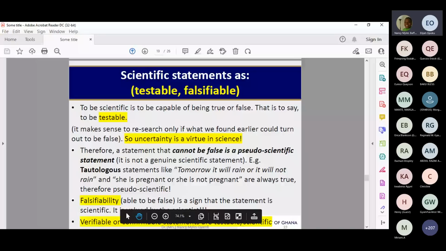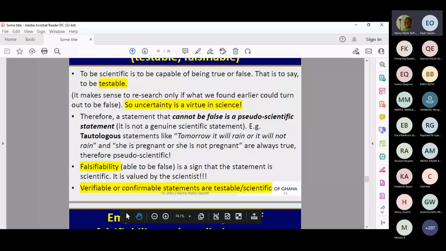Okay. Falsifiable. Scientific. Okay. So falsifiability, able to be false, is a sign that the statement is scientific. It is valued by the scientists. The last point says, verifiable or confirmable statements are testable or scientific.